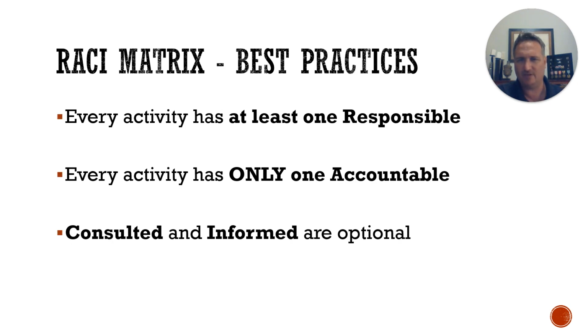Best practices for a RACI matrix: every activity needs to have at least one person who is responsible and one person who is accountable. In maps that are a little more complicated, you can actually have two people be responsible for the same activity, but you can only have one person accountable for that. You may be wondering why I insist on only having one person be accountable.